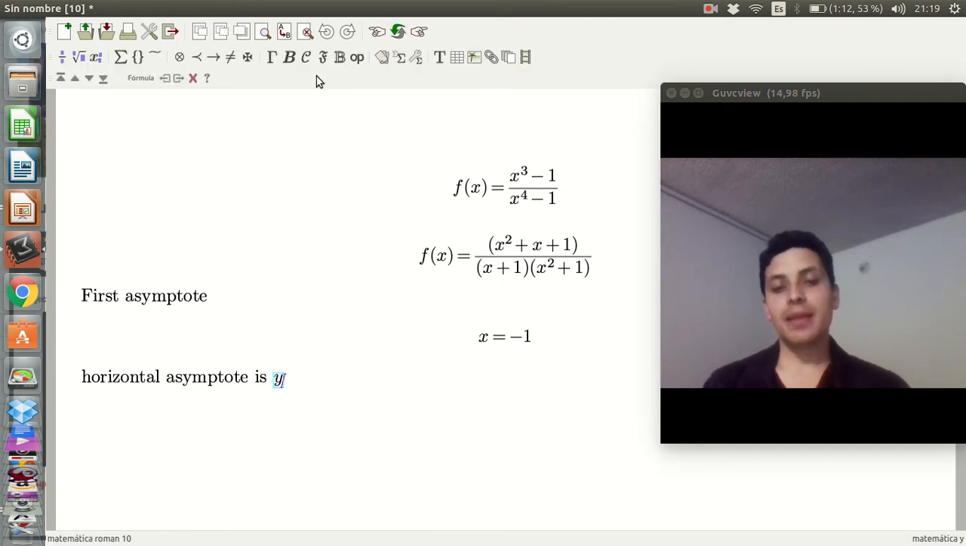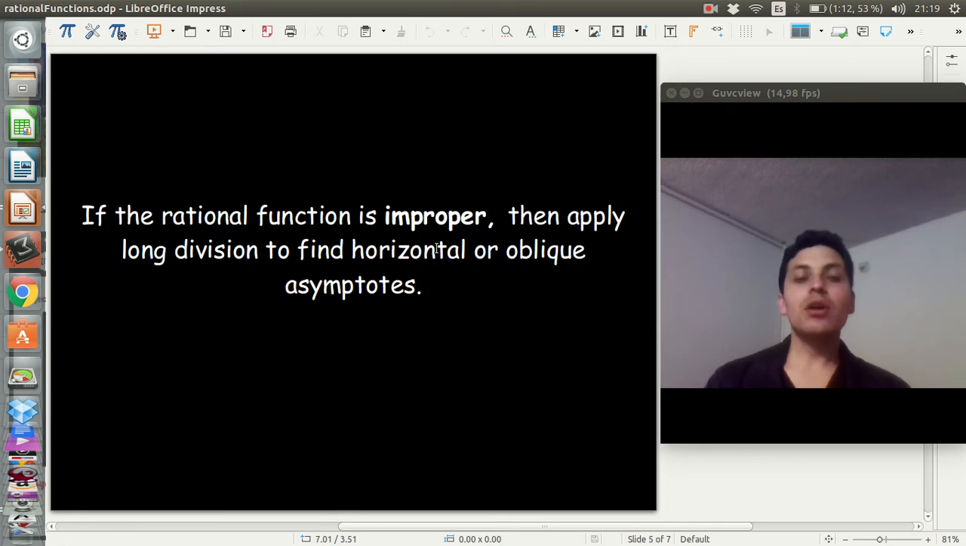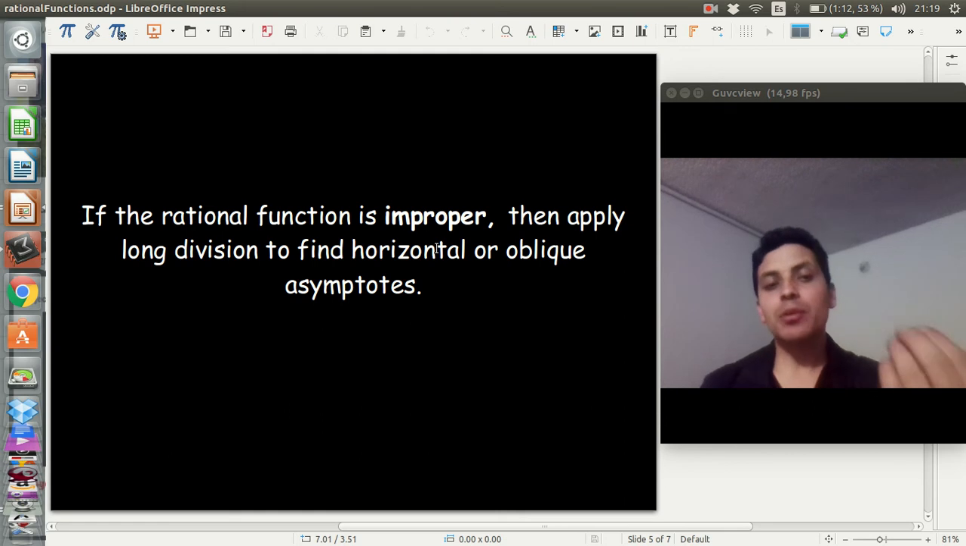Okay, that's it. We don't need to think anymore. If it's proper, the horizontal asymptote is just y equals 0. Okay, but what happens when the degree of the numerator is greater than the degree of the denominator? If the rational function is improper, then we have to apply long division to find a horizontal or oblique asymptote. Remember, when you apply long division, you're getting the quotient plus remainder over divisor.